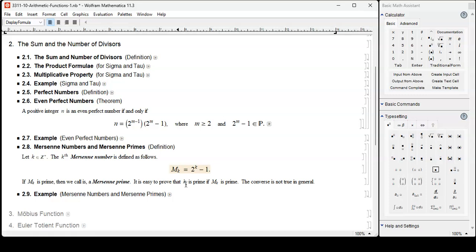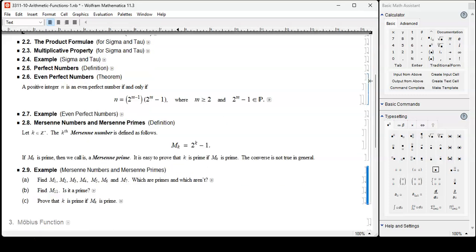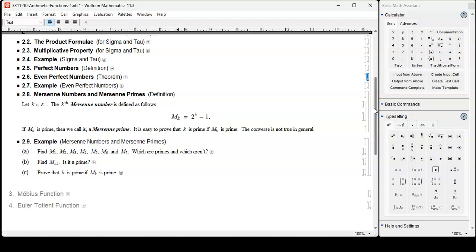It is easy to prove that k is prime if M_k is prime, but the converse is not true in general. Remember doing this as well? I think we did it in lesson 4. Maybe in lesson 5, maybe both, I'm not so sure. But I intend to review it, because I'm not completely sure, as I said before.